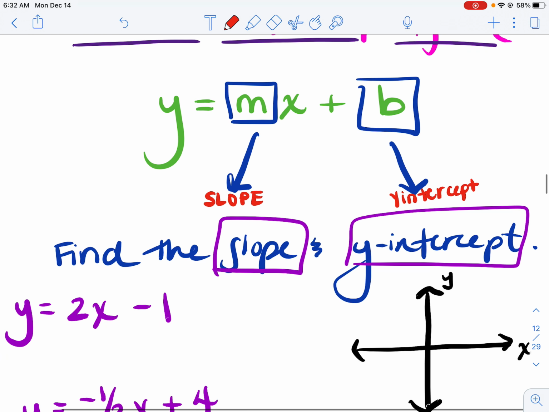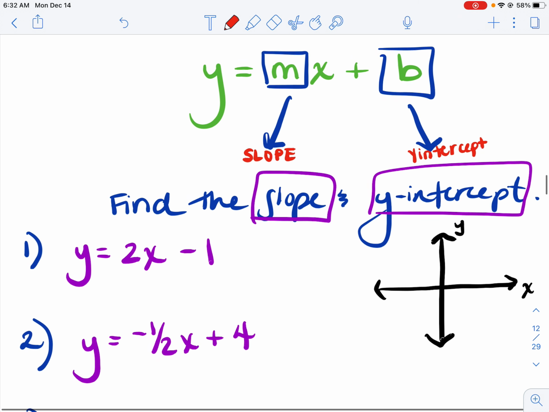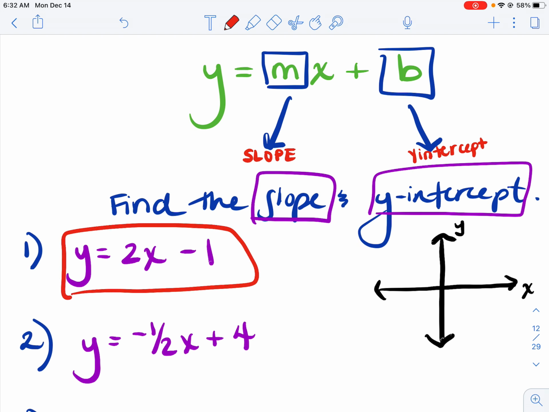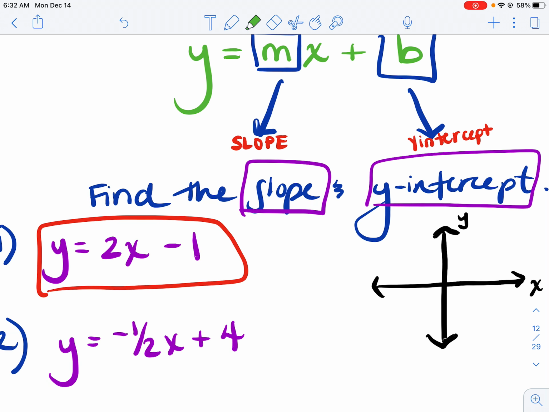So find the slope and the y-intercept. We're going to have sort of two kinds of questions today. The first problem says, find the slope and the y-intercept for y equals 2x minus 1. Now this is already in y equals mx plus b form. So that means our slope is going to be 2 and our b is going to be negative 1. Slope 2, b negative 1.